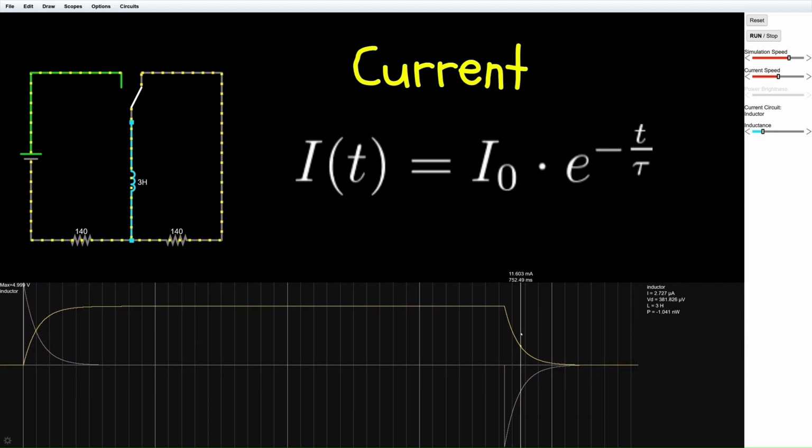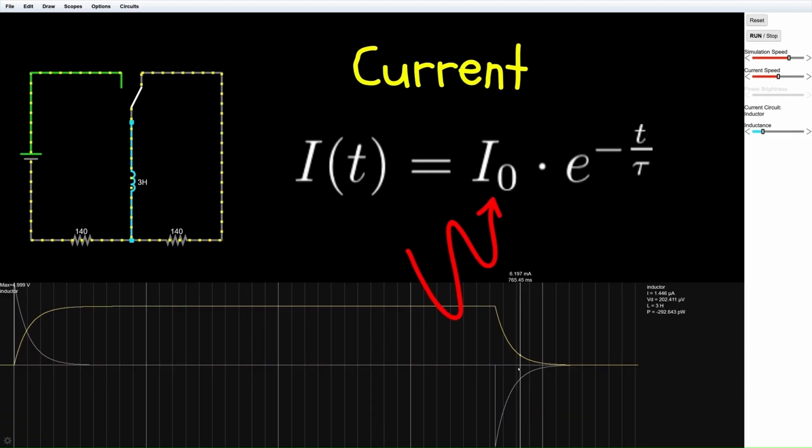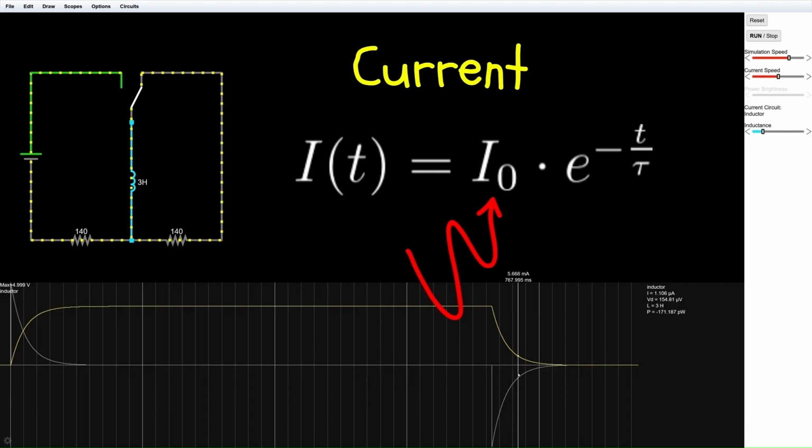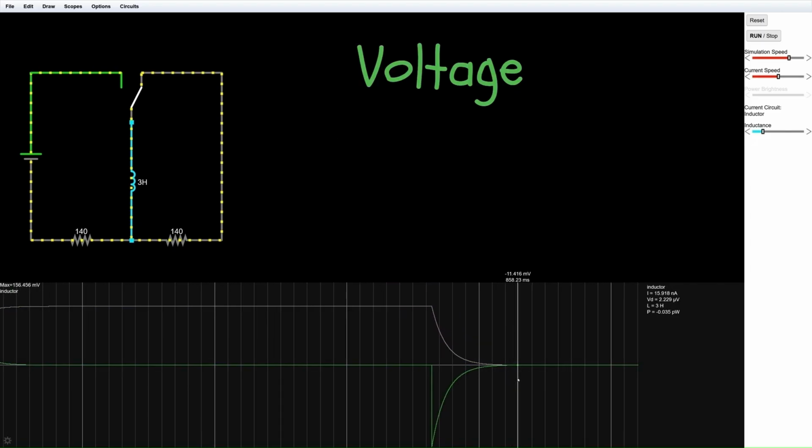The current is given by the formula. Here I0 is the current just before switching. The voltage across the inductor during discharge is given by the formula shown.